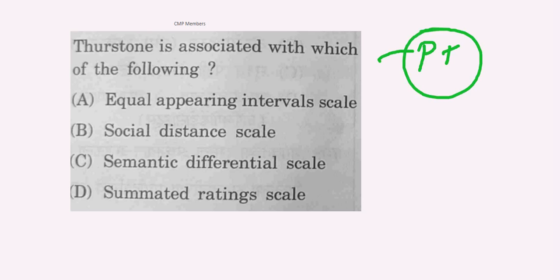So you don't know? Alright, nothing to worry about. Now, first of all, we will learn something. Thurstone is associated with which of the following? The correct answer is option A, equal appearing interval scale.